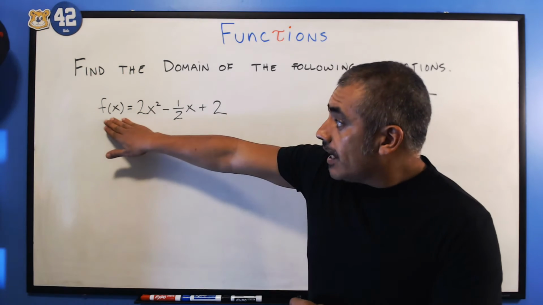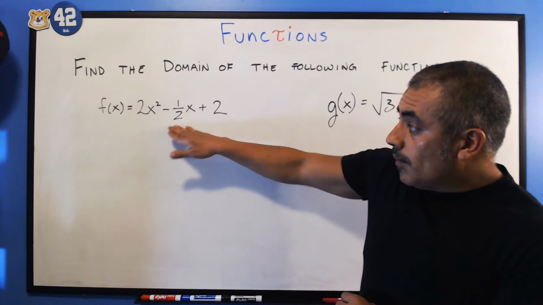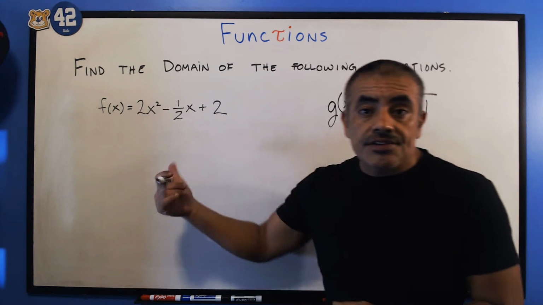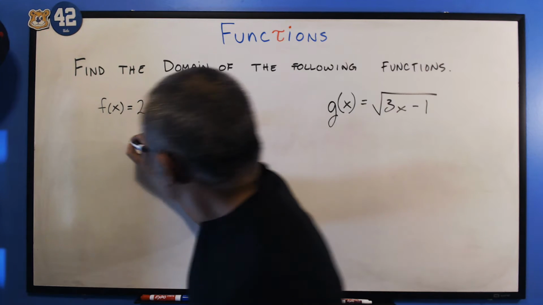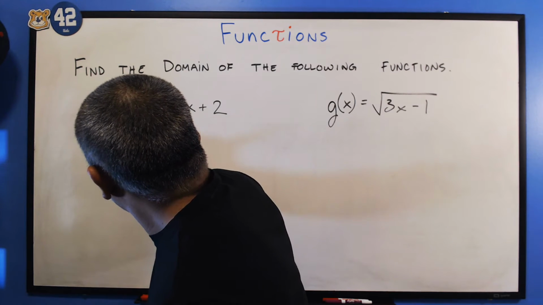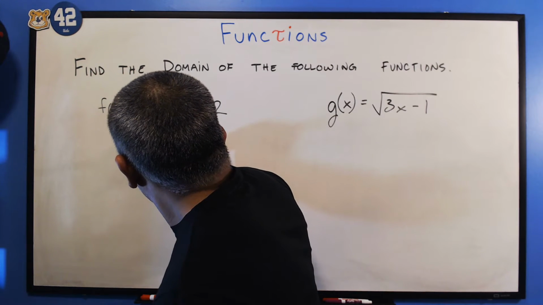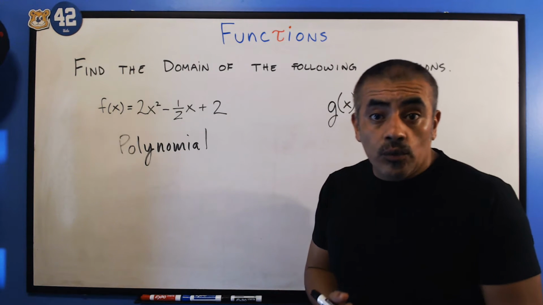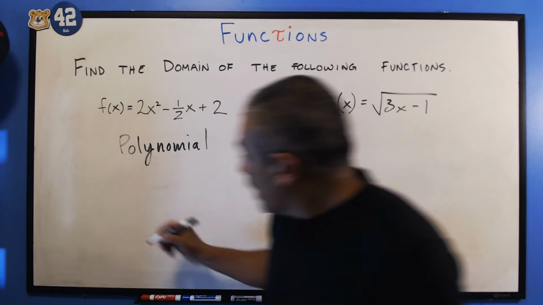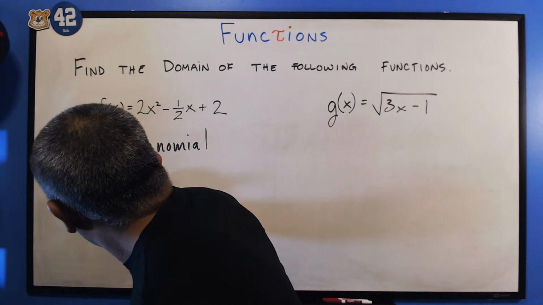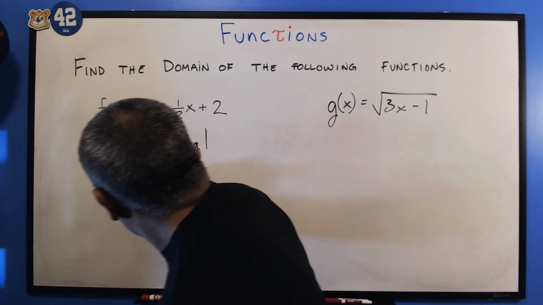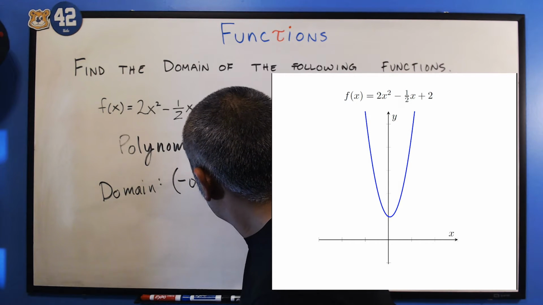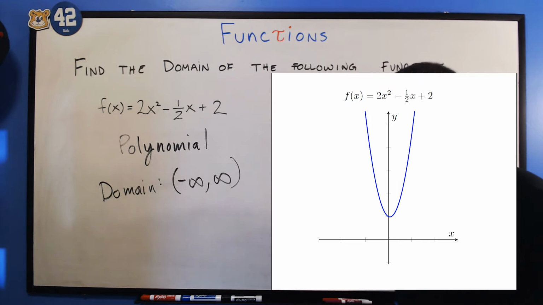The first one is f of x equals 2x squared minus 1/2 x plus 2. First thing you should notice is this is a polynomial. So I'm going to put it right here, polynomial. And we all know that polynomials have domain all real numbers. So right away, I'm going to say domain, from negative infinity to positive infinity, and I'm done with that problem.